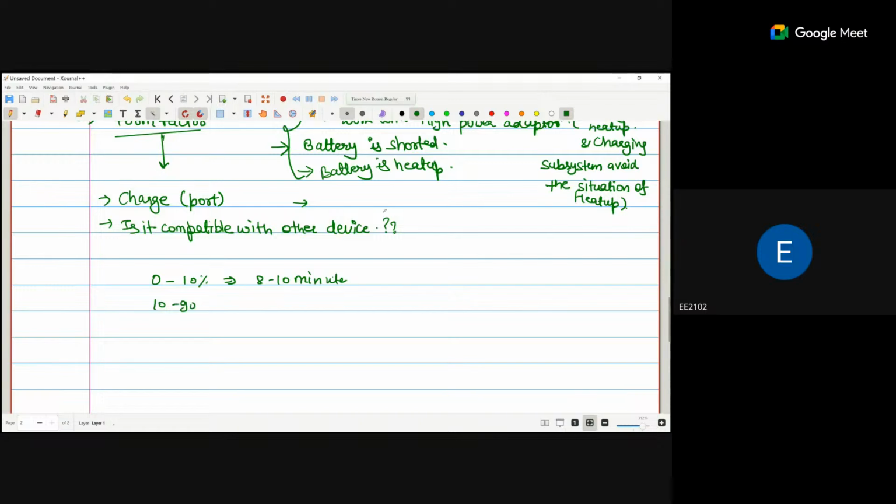Now 10 to 90% will take around 40 or 45 minutes. Then 90 to 100% will again take 10 to 15 minutes. Just observe this now. If we go with this calculation, 0 to 10%, that means 10%, takes 10 minutes. That means 80% from 10 to 90 should take 80 minutes. But this is only taking 45 minutes.